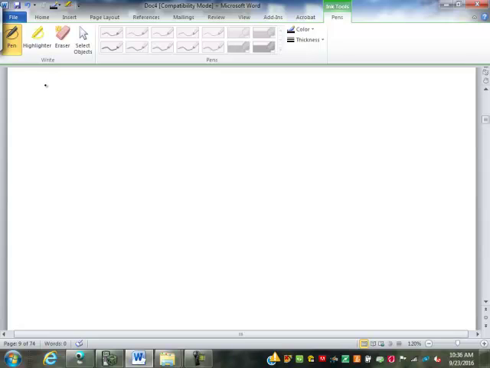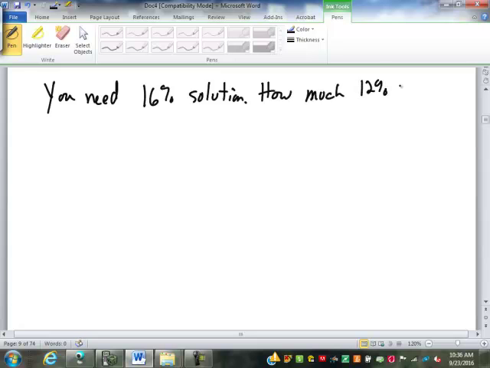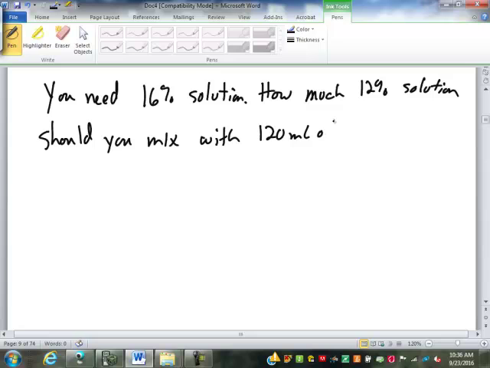So let's take a peek at an example again and see how much we remember from last week. So let's say that you need a 16% solution. You'll be asked how much 12% solution should you mix with 120 milliliters of 18% solution to get the desired 16%.